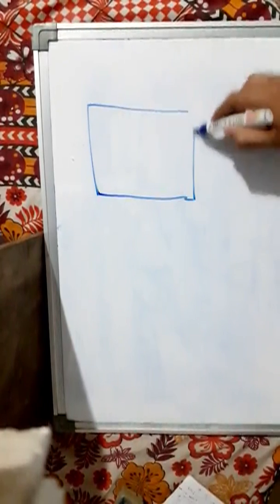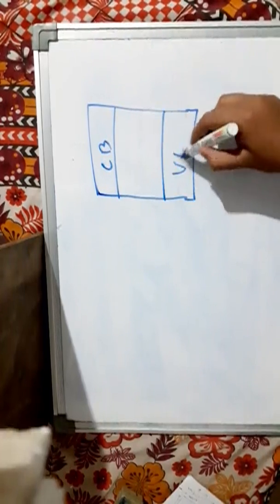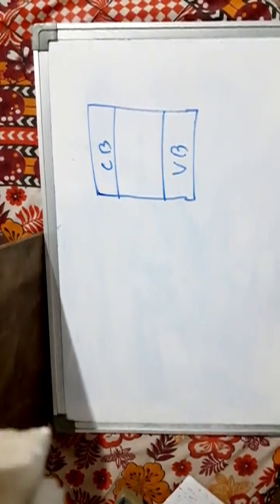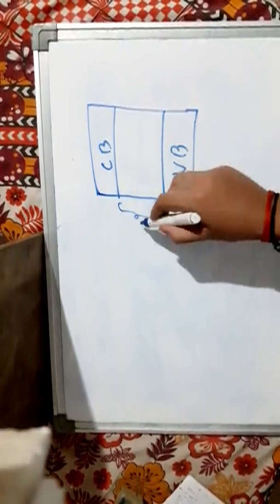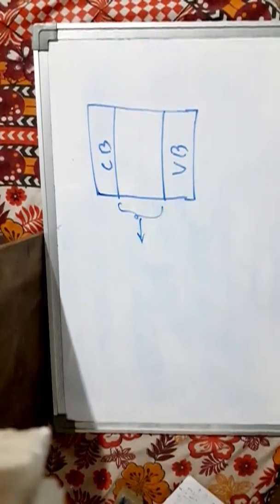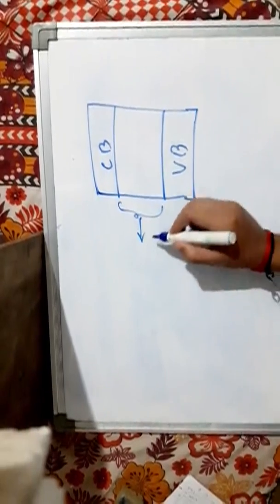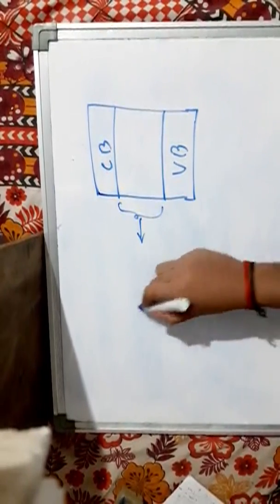Now in the semiconductor, we know that there are two bands. One is the conduction band and another one is the valence band. So this is the gap. Now what is the meaning of this gap? This gap is known as the energy gap.